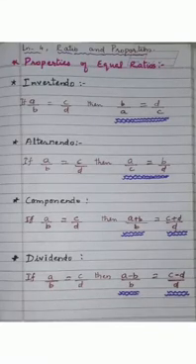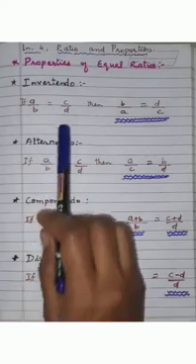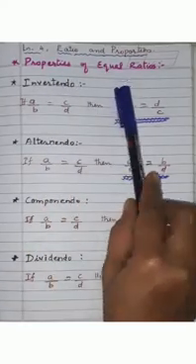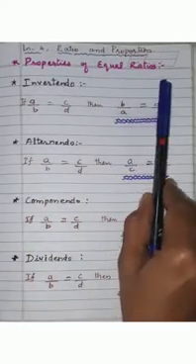Good morning, students. Today in Maths 1, we are continuing with our lesson number 4, ratio and proportion. Before starting with our practice set 4.3, students, let's understand the properties of equal ratios. Based on this, we are going to solve practice set 4.3.